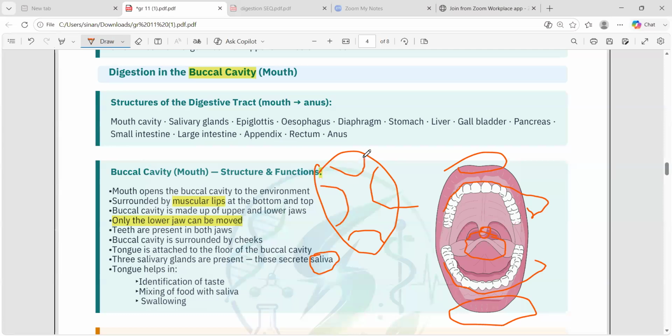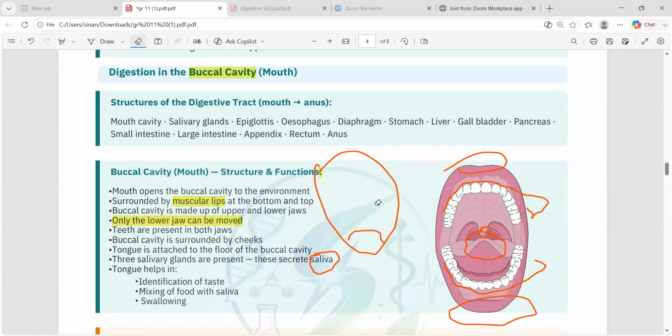This is just the cross section of the tongue, and different parts of the tongue will have different structures. One will have the bitter taste, another the sweet taste, and the others might have the sour and umami. All these tastes will be present in the tongue. So the tongue is the one which helps to identify different tastes in our food.